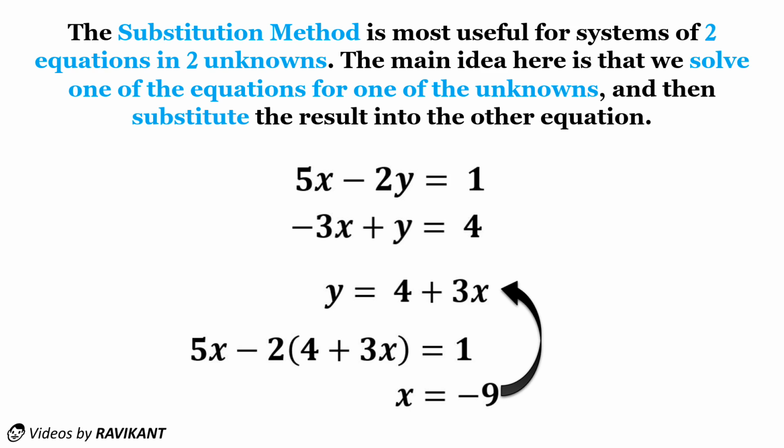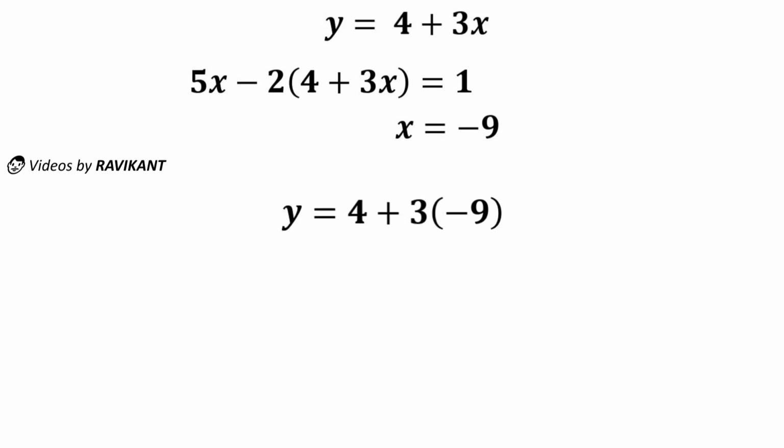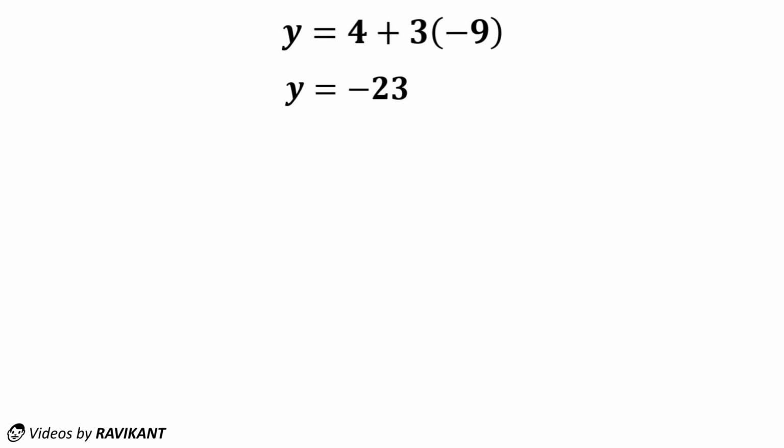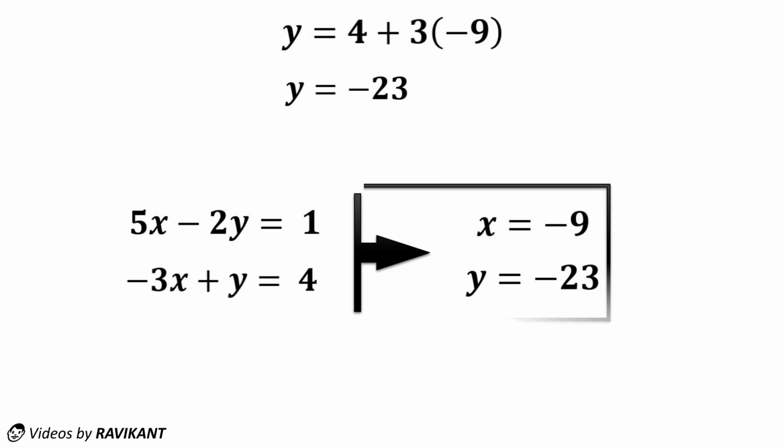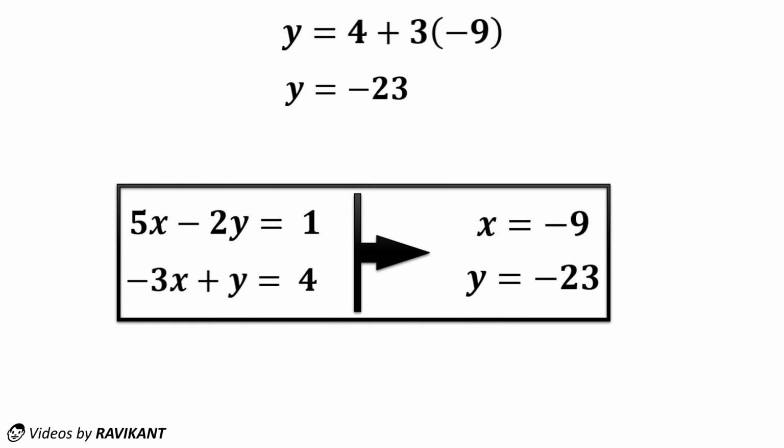In the next step, we substitute the value of x in the above equation, y = 4 + 3x. Then we have the following equation. After solving, we get the value of y, which is equal to -23. And this is our second variable. So finally, we have solved this linear system and we have got the values of the two unknown variables x and y, which are -9 and -23 respectively. And this is the substitution method.